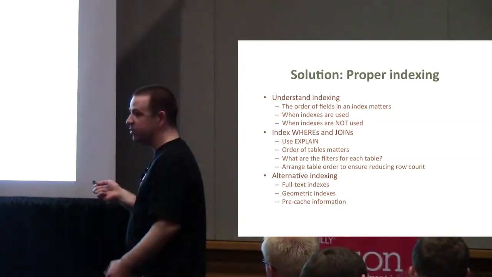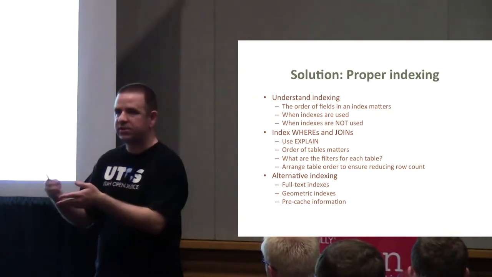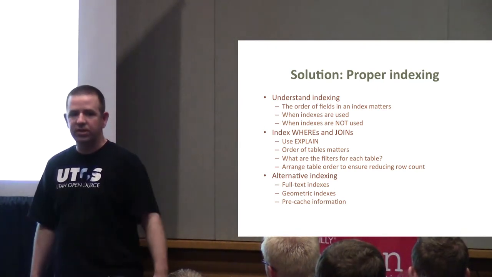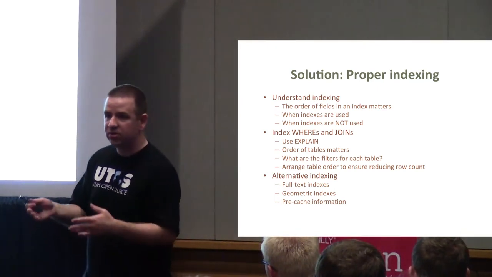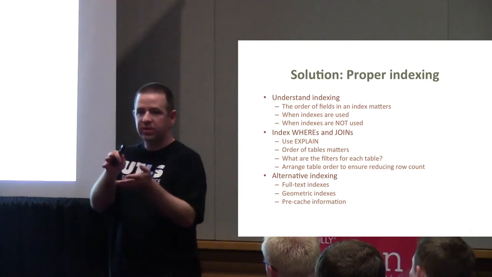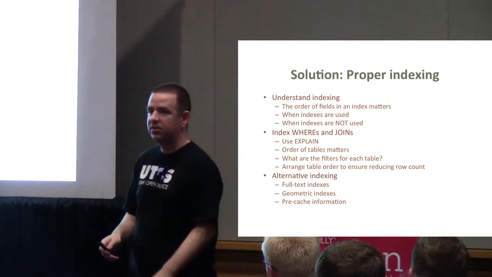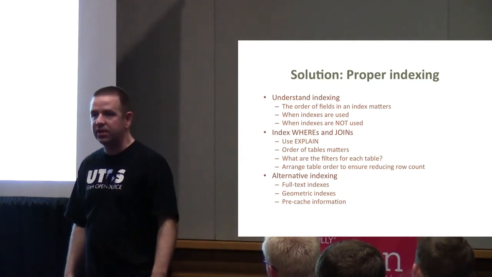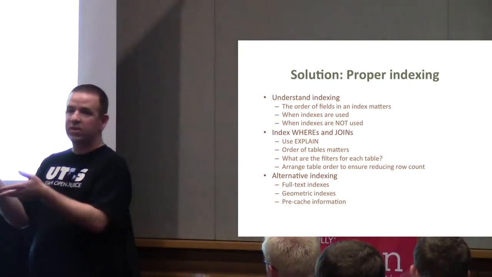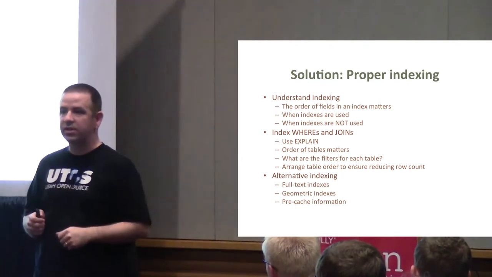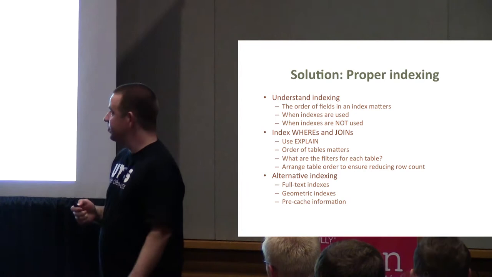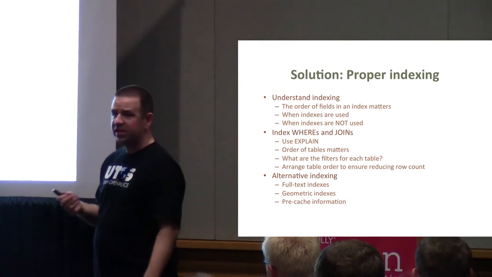Because the fewer rows you have, the fewer rows it has to worry about joining with the next table. So you'll get a lot more value from indexing on the first table than from indexing on the second table. The second table is only going to be indexed on the actual join condition. And so that's useful.